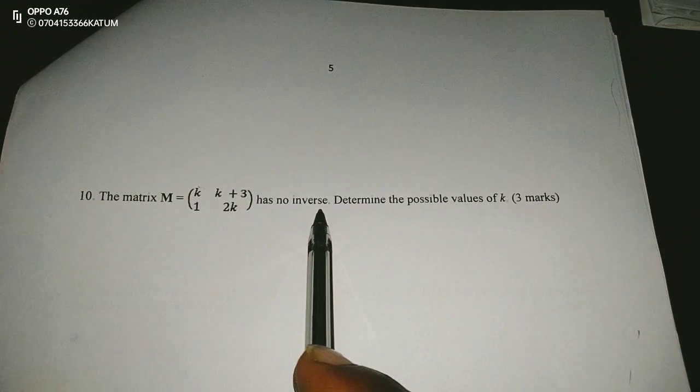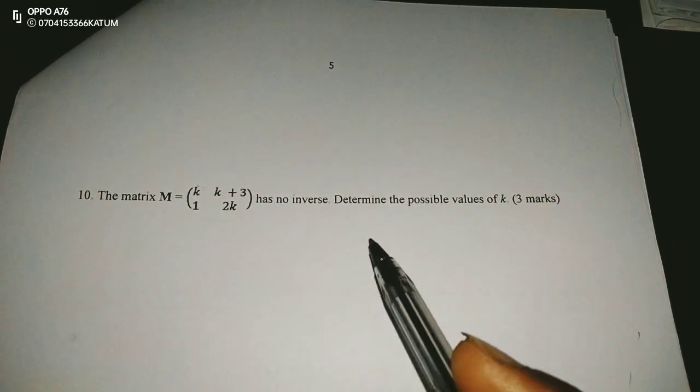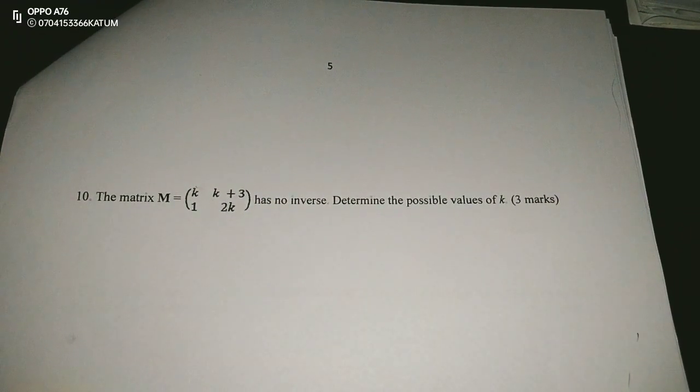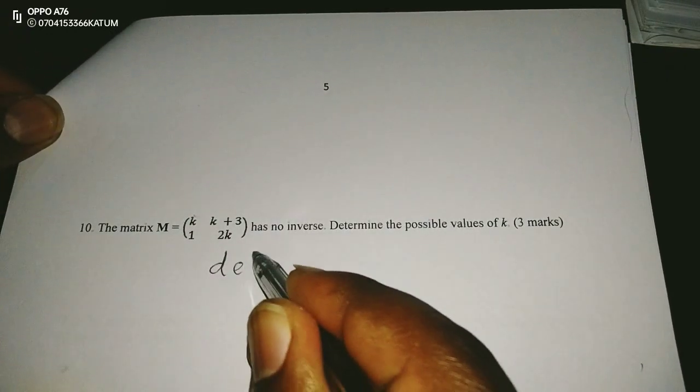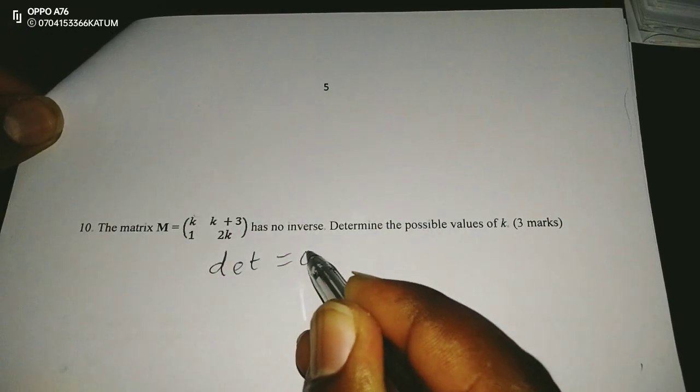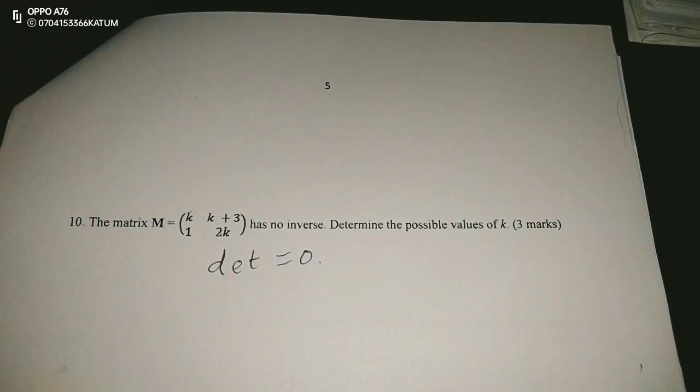This is otherwise called a singular matrix. Since it has no inverse, it means the determinant is 0. So the condition is that the determinant for this matrix equals 0. So we have to express the determinant and equate it to 0. The other thing now is, how do we get the determinant?